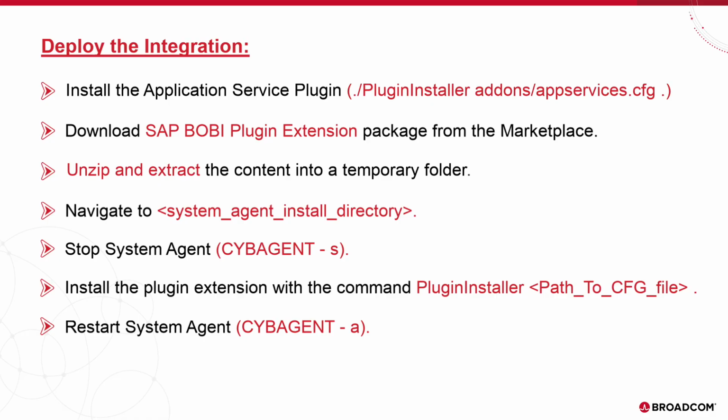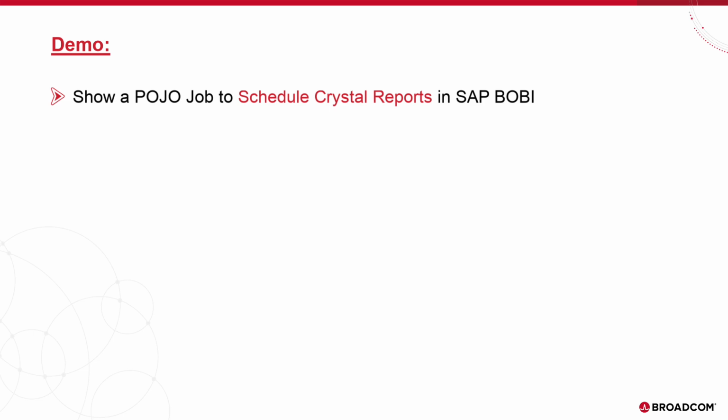Remember, this integration uses SAP BOBI Public REST API. We will run an SAP BOBI POJO job in AutoSys. First, let's establish communication with the SAP BOBI server. After communication is established, we can execute and supervise the job. Let's dive into the world of applications and job execution within the SAP BOBI environment. Let's start with the demo.